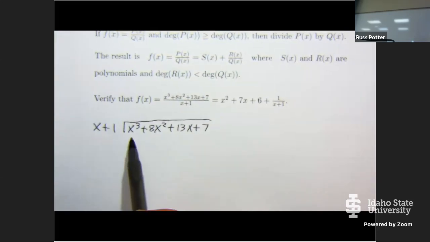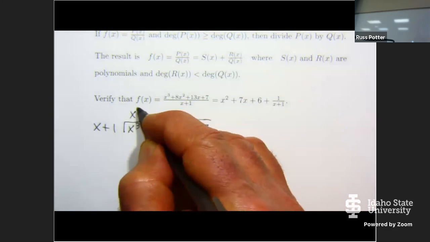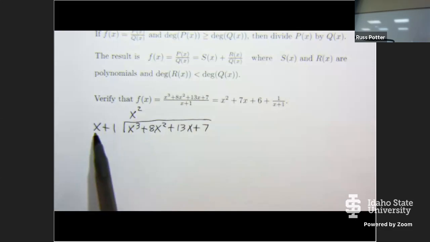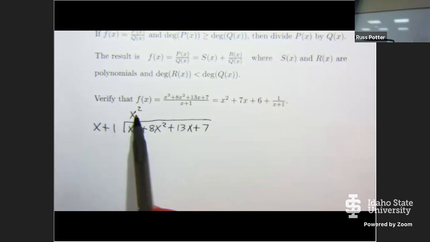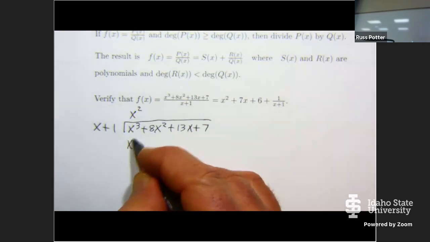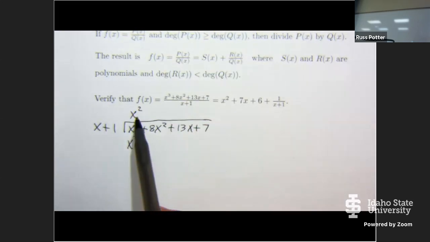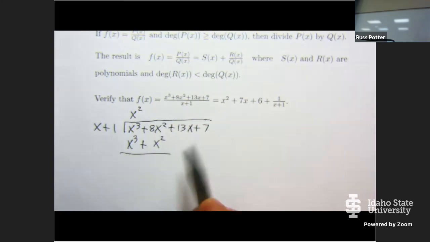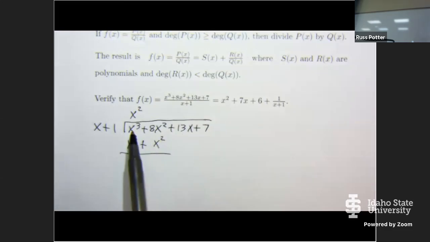X will go into x to the third, x to the second times. Equivalently, we can find this first term in the quotient if you divide x to the third by x. Then we multiply x squared times each of the terms in the divisor. X to the second times x is x to the third. And then x to the second times 1 is positive x squared. In general, you have to pay attention to the terms and where you put them. They should go in the same column where the terms are like terms.